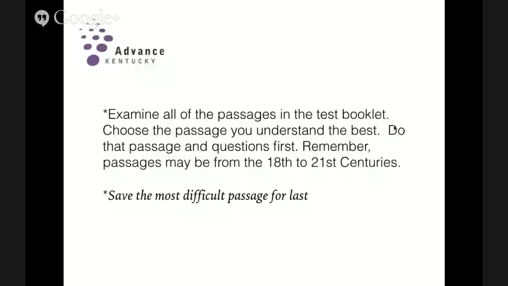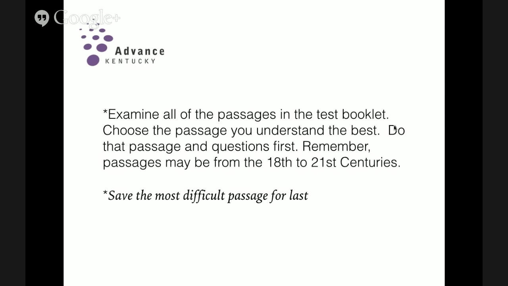When you first get the booklet, you want to examine all of the passages in the test booklet first. Give yourself about 60 seconds to go through those and choose the passage that you understand the best, and do that passage and those questions first. You're always going to have one passage that seems a lot more difficult than the others, and one passage that seems pretty easy or more simple to you. Whichever one you feel the most comfortable with is the one that you should do first. And you should always save the most difficult passage for last.